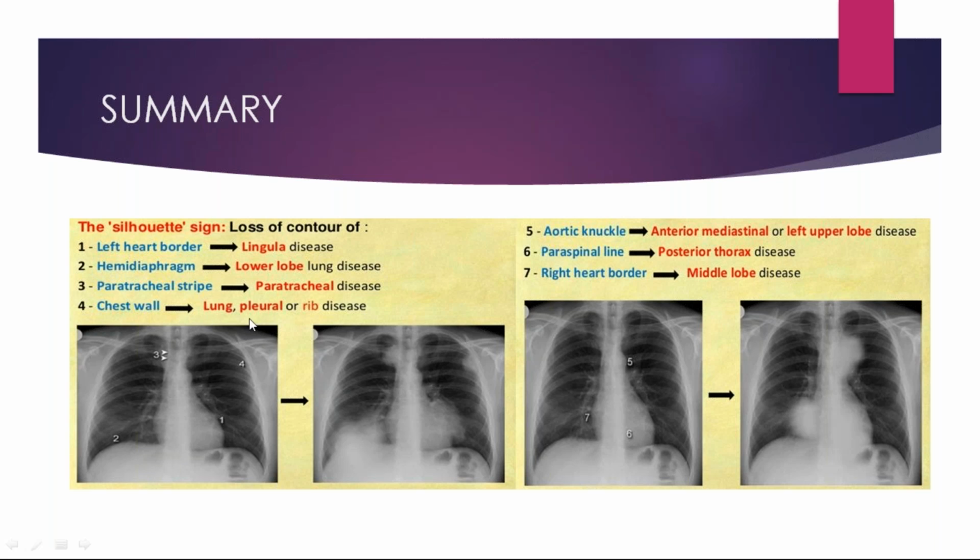And for the chest wall, like lung, pleural or rib disease. And the aortic knuckle, meaning the aortic knob, if obscured, the pathology is in the anterior mediastinum or the left upper lobe disease. And if the paraspinal lines are obscured, it means this is posterior thorax disease. And if the right heart border is obscured, it means the middle lobe disease. It is in the middle lobe.